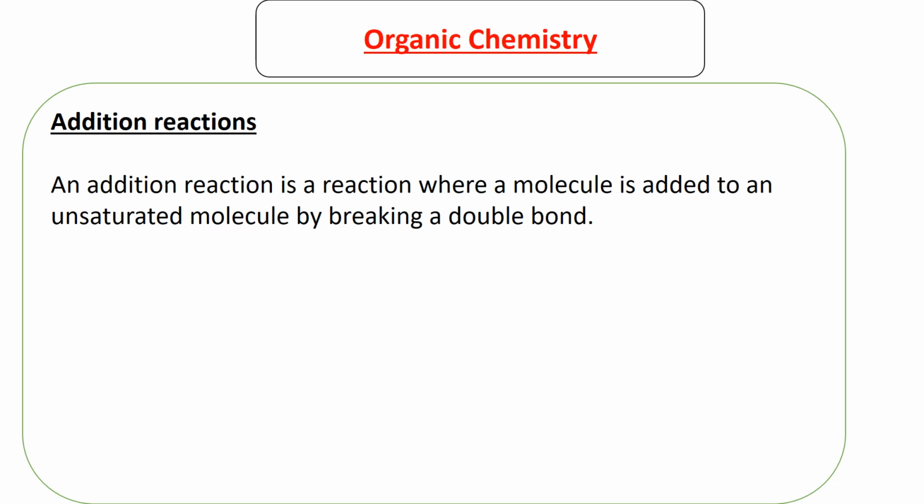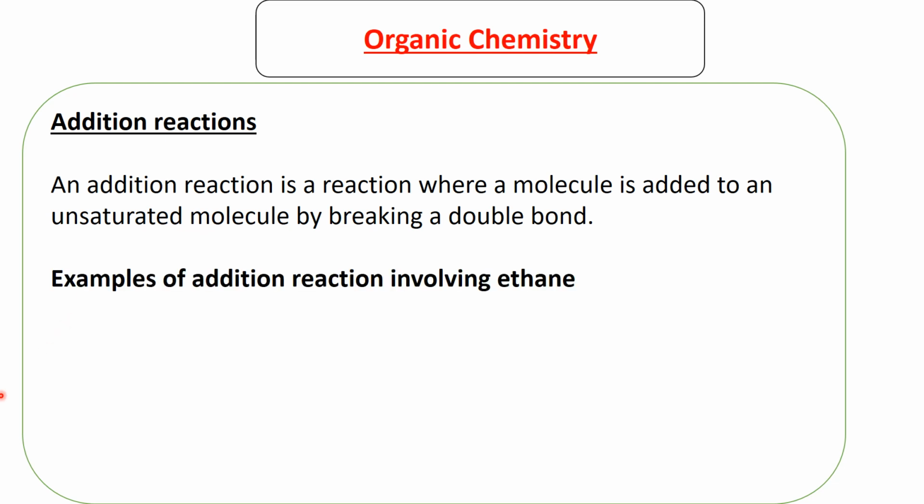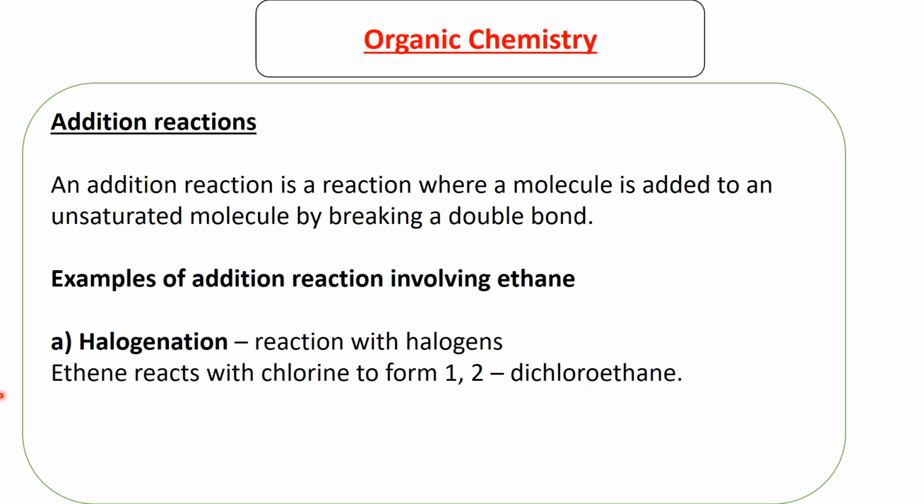So addition reaction is where you add a molecule to another molecule by breaking a double bond. And that molecule should, of course, be unsaturated. Just the word unsaturated means it needs more. So examples of addition reaction involving ethene. The first is halogenation. Remember, halogenation, just like in alkanes, is a reaction which involves halogens. So ethene reacts with chlorine to form 1,2-dichloroethane.